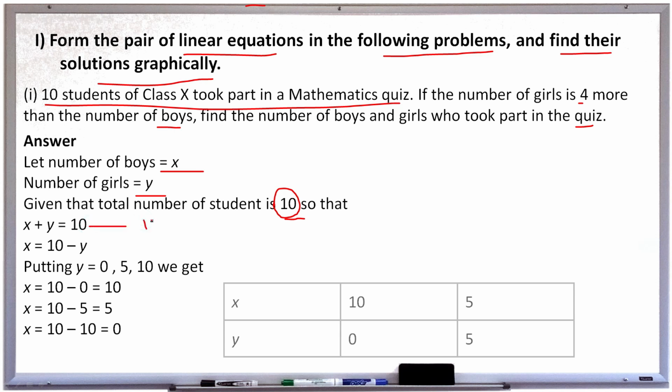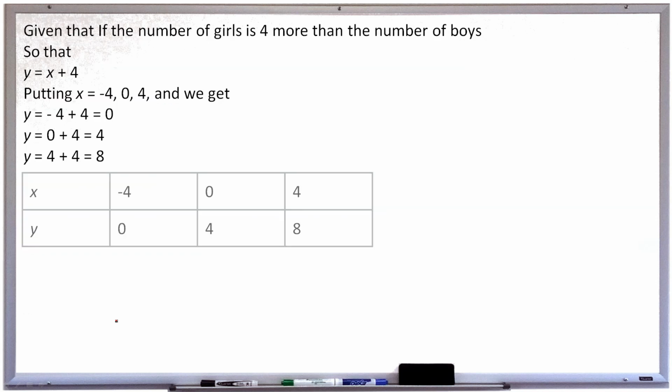You can call this equation number 1. The equation can be written as x is equal to 10 minus y, bringing y to the right side. Putting the y value as 0, you will get the value of x. Instead of y you put 0, so x is equal to 10. Put y is equal to 5, you will get x is equal to 5. Similarly, by substituting x we are getting the value of y.